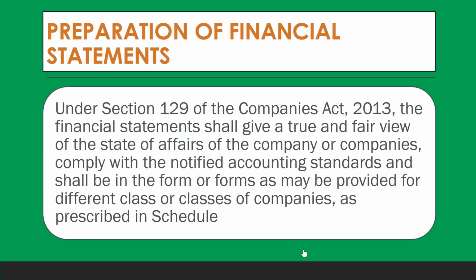Under Section 129 of the Companies Act, financial statements should refer to the statement of affairs of the company, comply with the notified accounting standards, and shall be in the form or forms that may be provided for different classes of companies as prescribed in the Schedule. So Section 129, and many other sections also, prescribe that the company has to maintain its books of account, which should give a true and fair picture of the financial state of the company, and they even prescribe how the financial statements are supposed to be made. We'll talk about that.